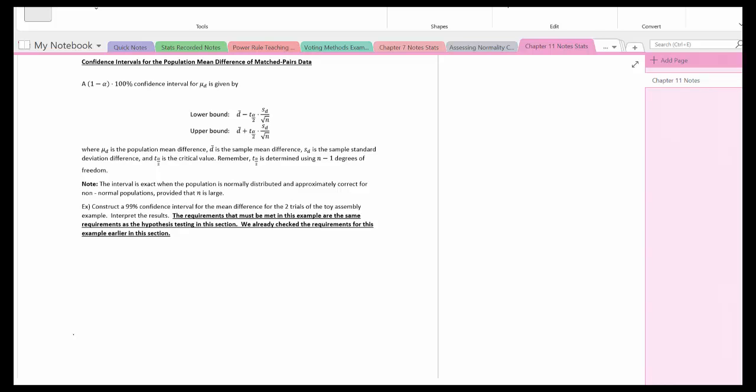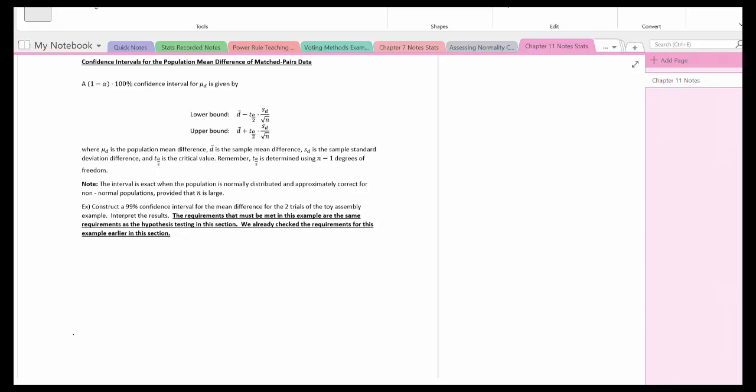In this video, we're going to continue our discussion with inference about two means-dependent samples. So let's talk about the confidence interval for the population mean difference of matched pairs. A confidence interval of the mean of the differences is given by the upper and lower bound given below.